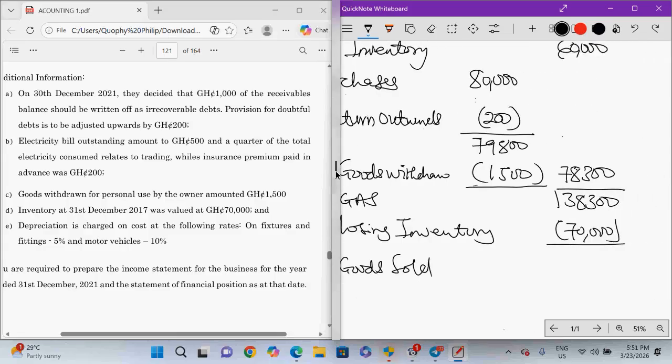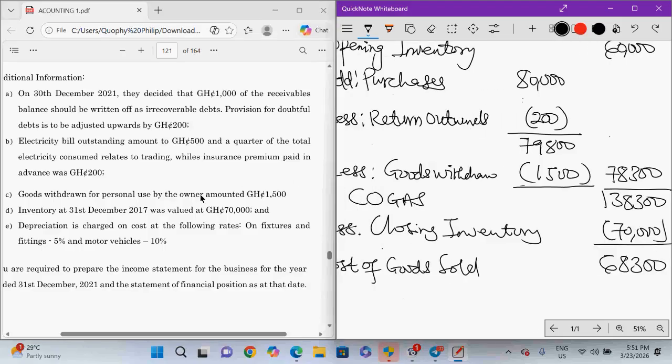Do you have wages in the question? Cost of goods sold. So cost of goods sold is what? 68,300. Okay. Then what else?